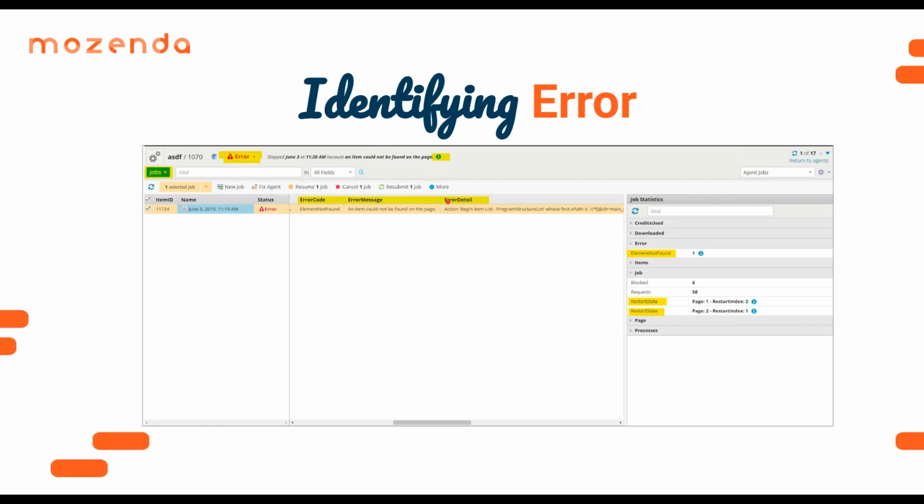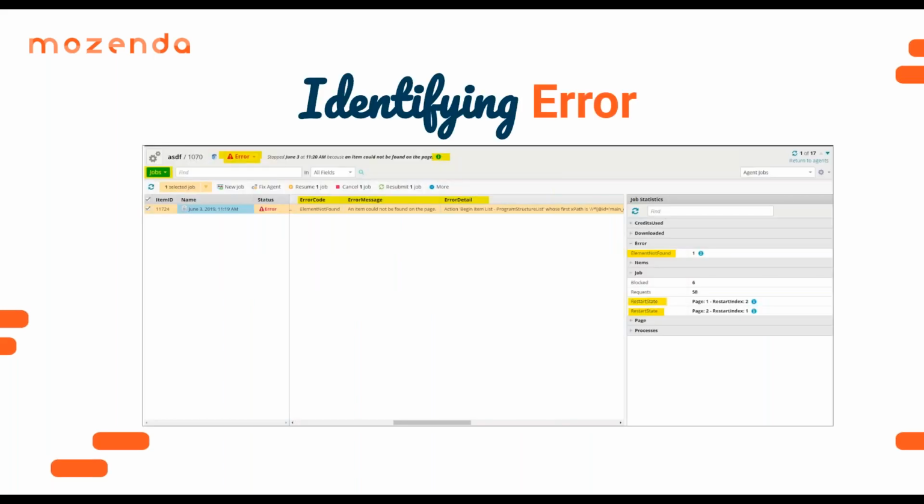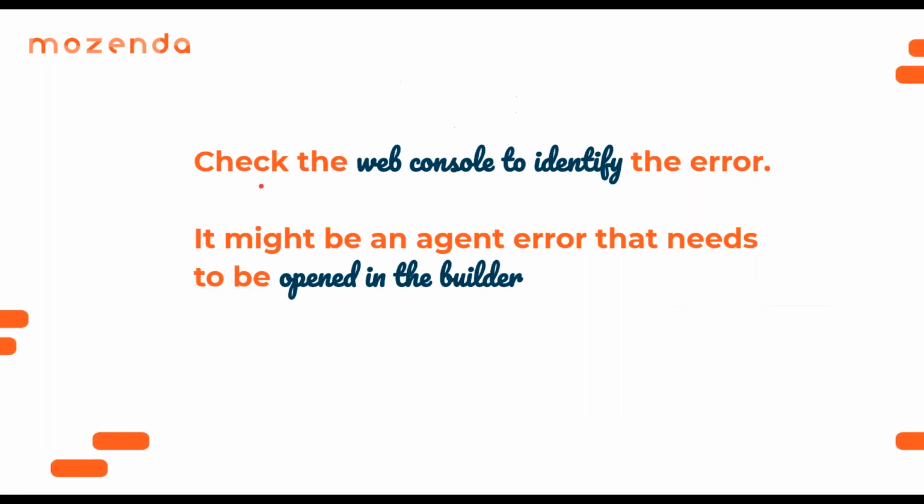With the error detail, this is giving you the name of the capture where it hit the error. If it's a website error, then it wouldn't list this, it would say it's a website error. But understanding that each component can help you think about different things. When you check the web console to identify the error, you may need to open it inside the builder to see exactly what's happening. A lot of times if you click this fix agent, it will open the agent directly to the page that is hitting an error.